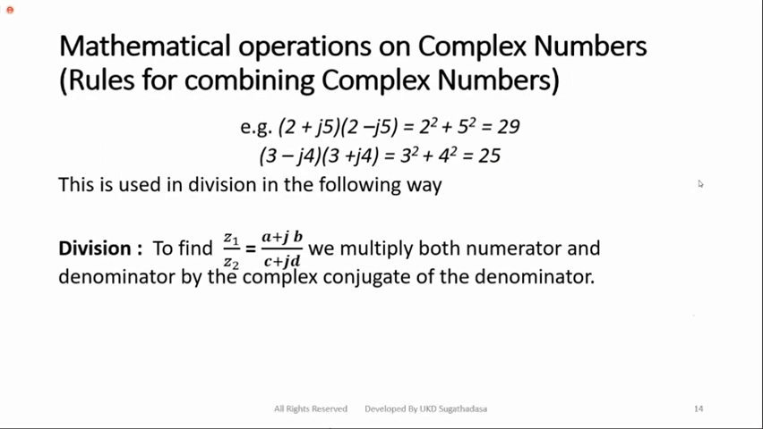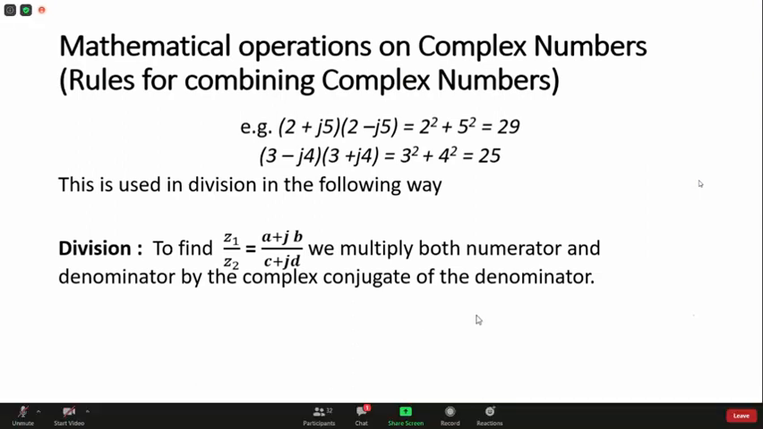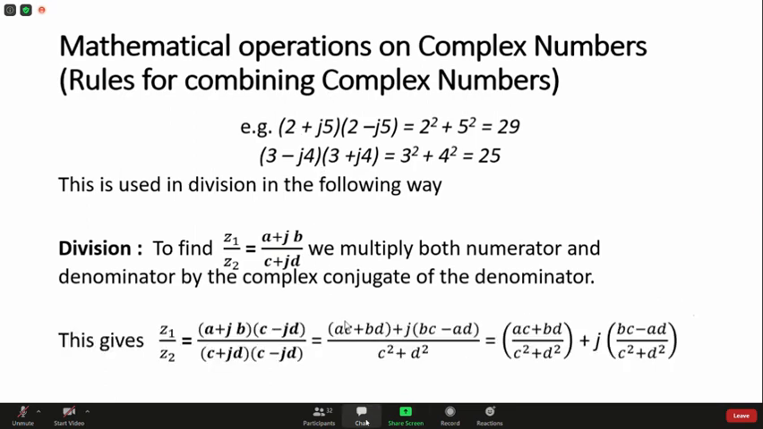What is the mechanism normally we use? You see the mechanism also specified here. We multiply both numerator and denominator by the complex conjugate of the denominator. The denominator here is c plus jd. The complex conjugate of c plus jd means c minus jd. Now see the next slide.